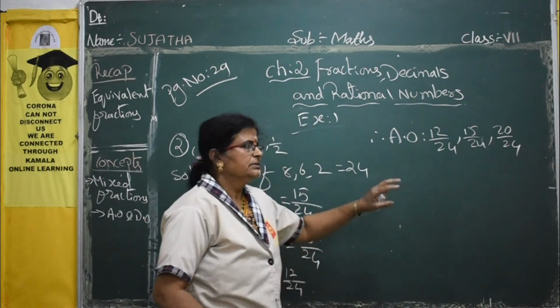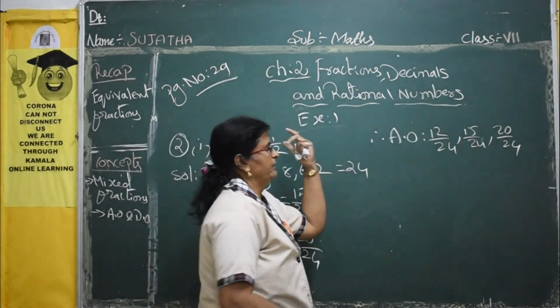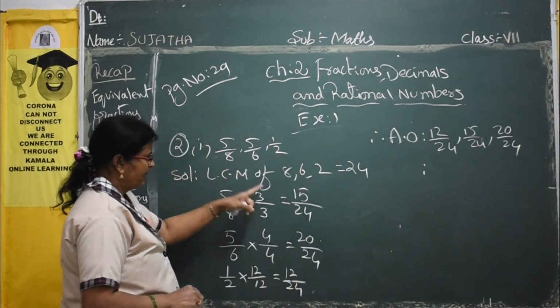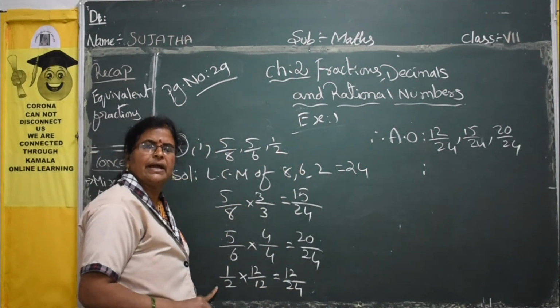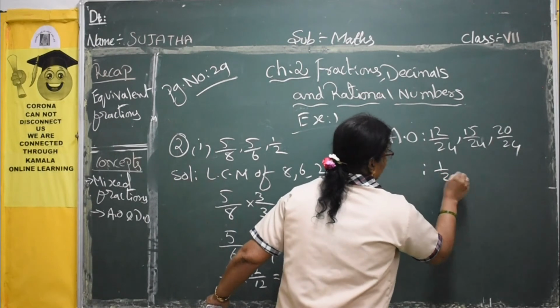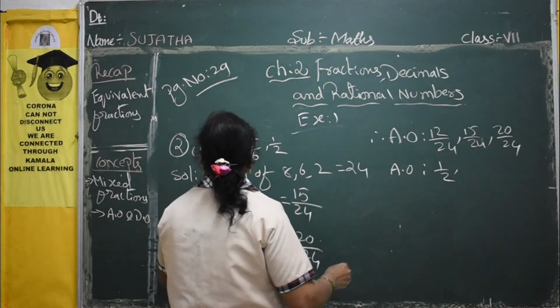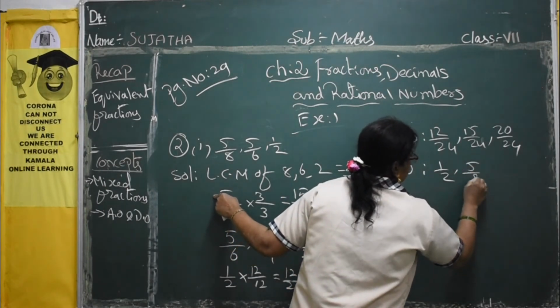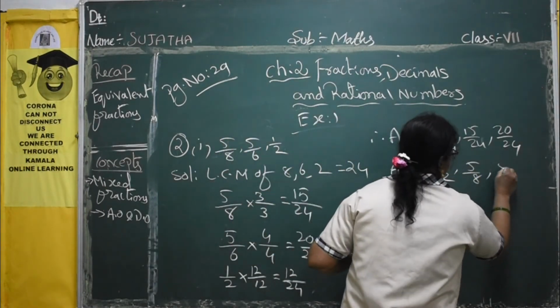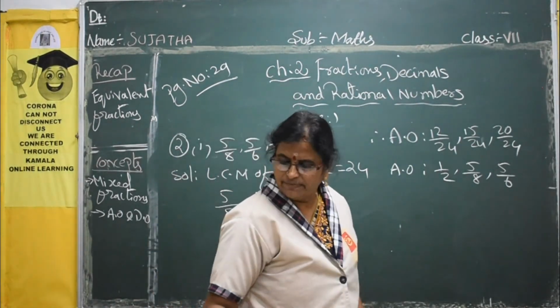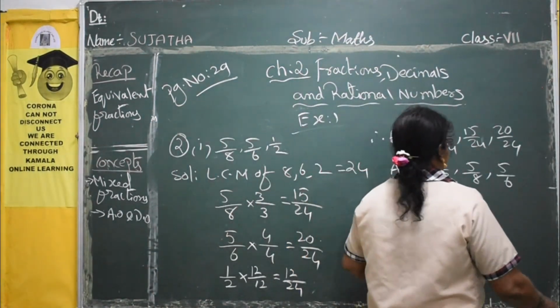Now, this you wrote, but originally you ought to write according to the question. What is that? 12 by 24 is nothing but 1 by 2. So 1 by 2, then 5 by 8, then 5 by 6. So this is the ascending order. Now understood? Same way you do the second sum.